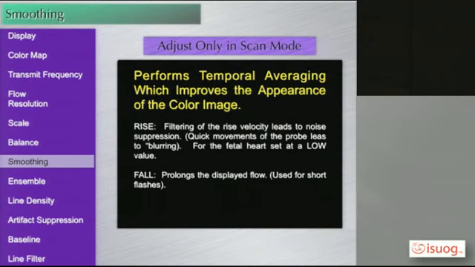Let's now examine the smoothing feature. This performs temporal averaging, which improves the appearance of the color Doppler image. There are 2 adjustments. By adjusting the rise to a low value, this prevents blurring of the color Doppler image with movement. Adjusting the fall either prolongs or shortens the displayed flow. Let's review some examples of this function.